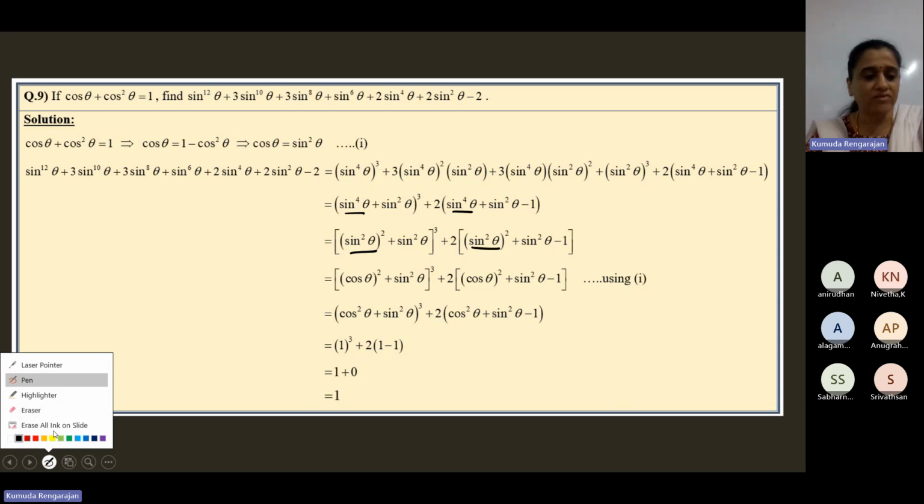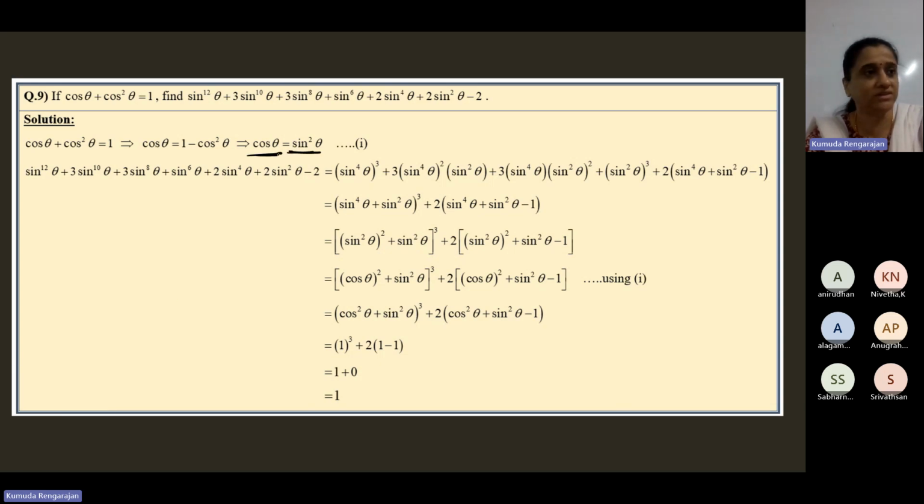Next step, we have this result already. Sine square theta is equal to cos theta. So what is sine square theta? Cos theta. Then this power 2. What is sine square theta? Cos theta. Then this power 2. Next step, so this is cos square theta, because cos theta, the whole square is cos square theta. This is already sine square theta and the power 3. Then this is cos square theta, sine square theta, which we already had, and minus 1. Now, cos square theta plus sine square theta is 1. And this minus 1 already there. 1 minus 1 is 0. Into 2 is 0. So 1 square is 1.